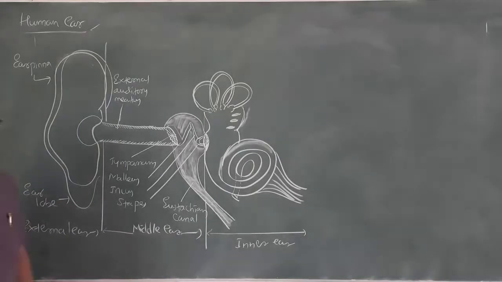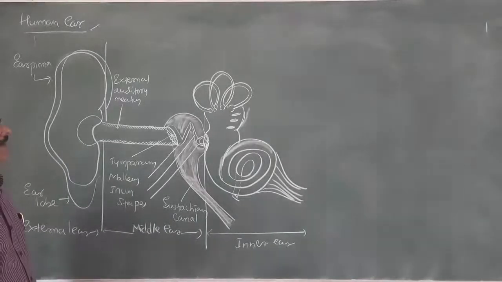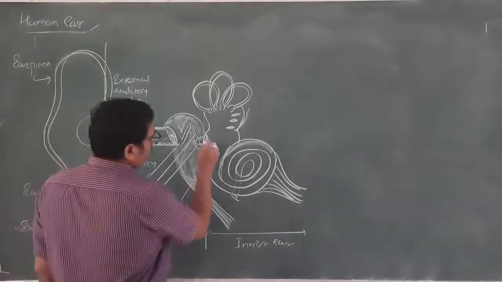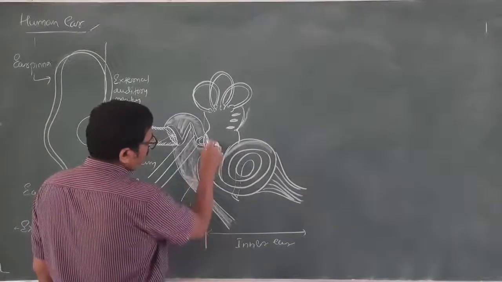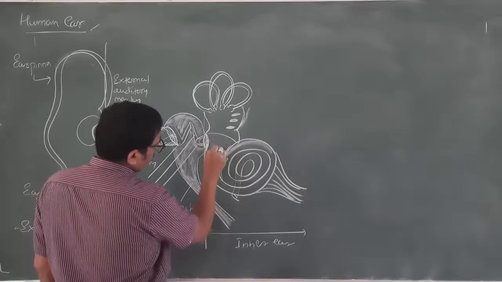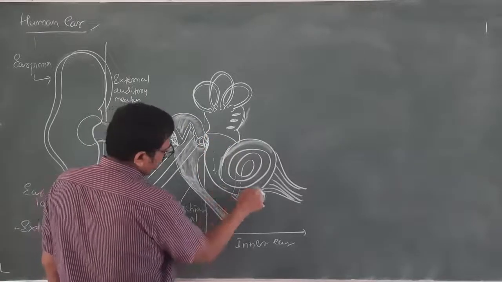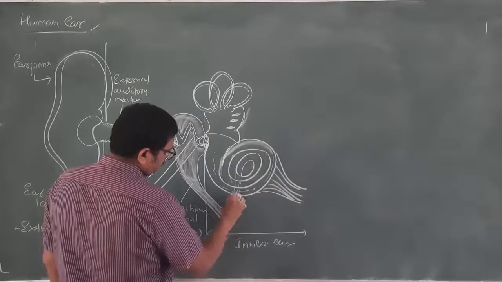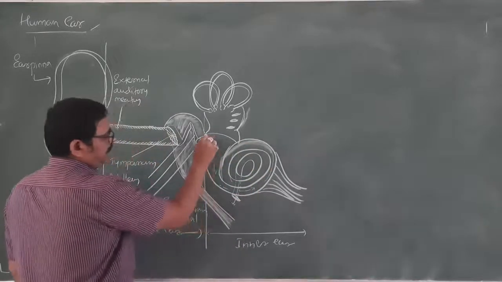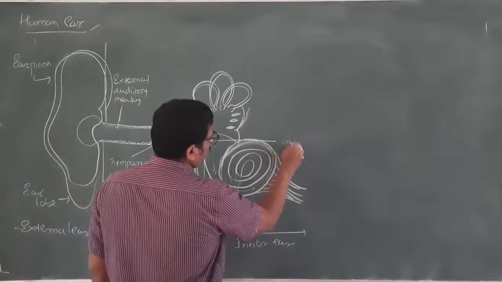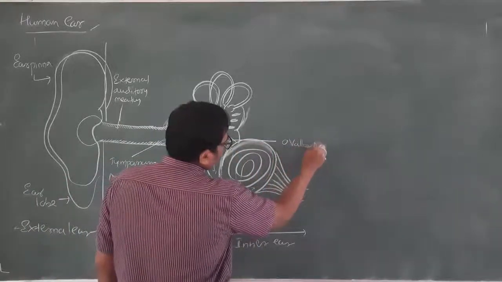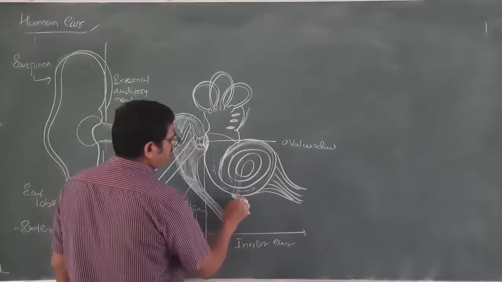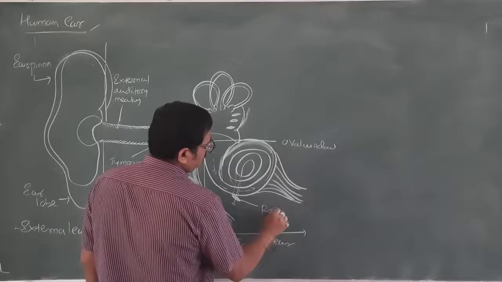And here what we find, most important thing, in the cochlea the vibrations are entering like this, vibrations keep moving, and then all the vibrations exit out. The entry of the vibrations here is called the oval window, and the exit of the vibrations is called the round window.